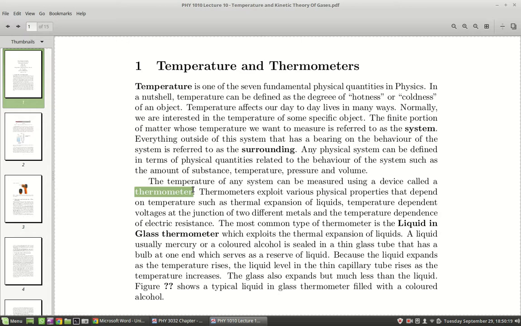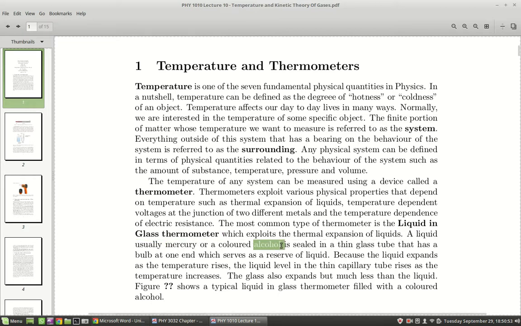And there are a couple of common types of thermometers which are in use. One of them is what is known as a liquid in glass thermometer. Liquid in glass thermometers basically exploit the fact that a liquid is going to expand when it gets hot or when it is in contact with something which is hot. And there are different types of liquids which are used. One of the liquids which is used is mercury.